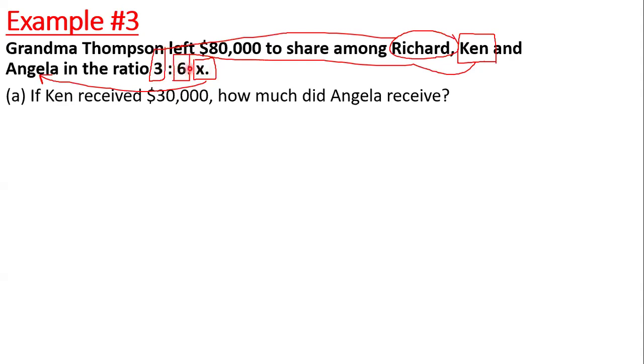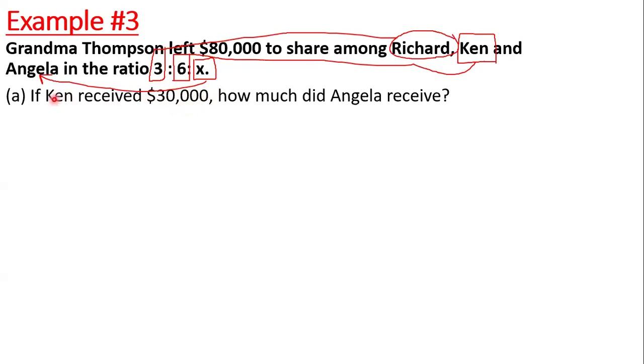But how are we going to find 1 equal part? Well, so far we don't know Angela. Divide the $30,000 by 6. We gotta divide by 6 because this is Ken's equal part right here. Exactly. You all understand what she's saying? That makes plenty of sense. Very good.